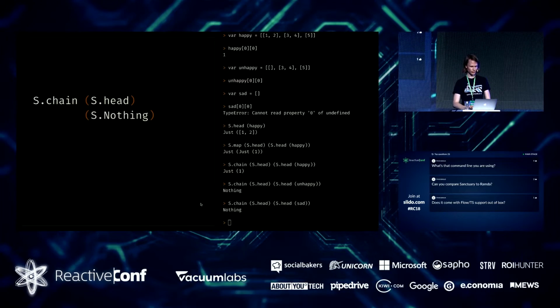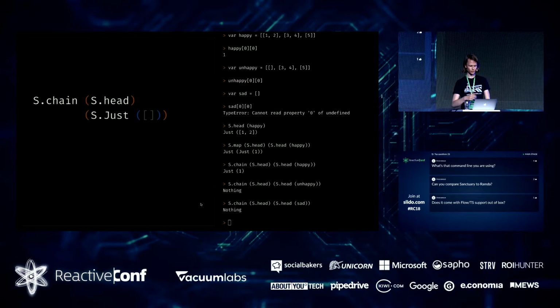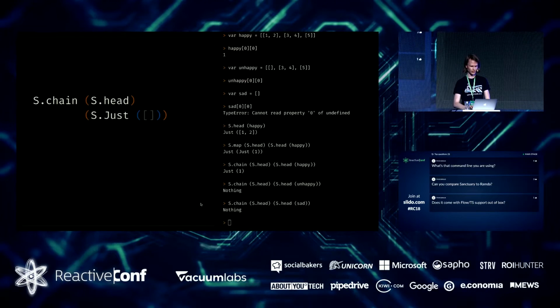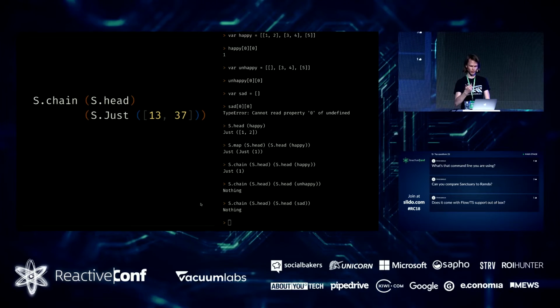So yeah, chaining over nothing is going to give us nothing. In this case, we have an array, but the head operation fails and gives us nothing. And in this case, we have an array, the head operation succeeds, and we'll get back just 13.